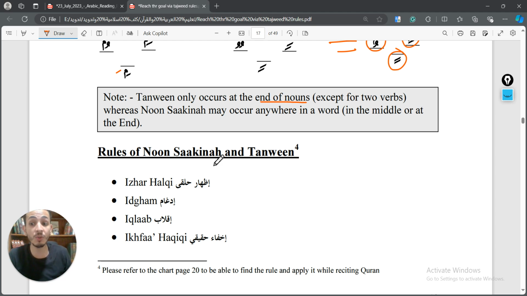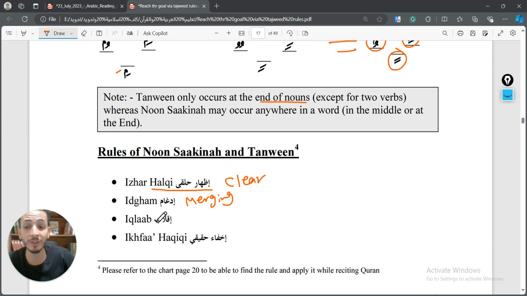Now, the last part of today's lesson in getting to know the Noon Sakina and the Tanween is knowing how many rules we have for the noon and tanween. They are four. Very simple and very easy. Each of these four has letters. So when you find a letter that is related to the rule, you know that is the rule we're talking about. The first rule is called Idh-har Halqi, which means clear, by the way, if you want to translate this and have it written with you. The second one is called Idgham, which means merging.